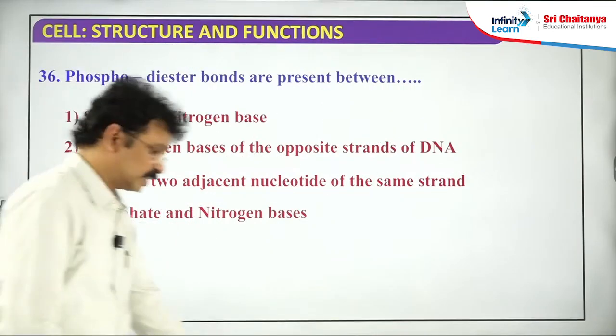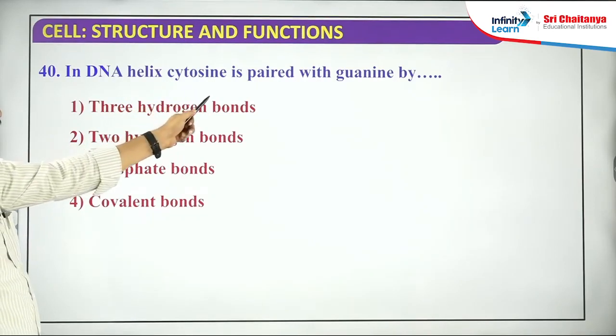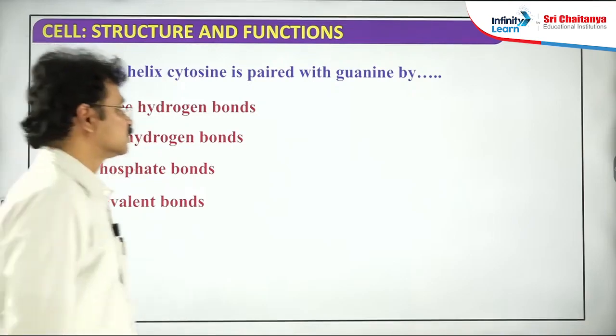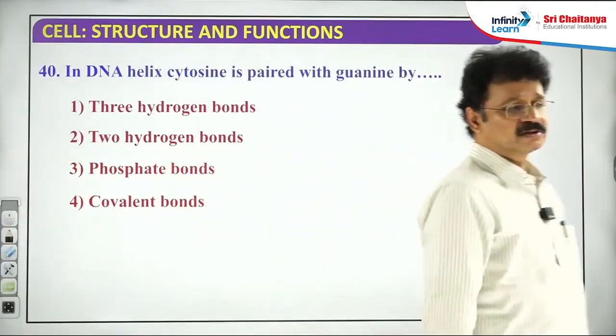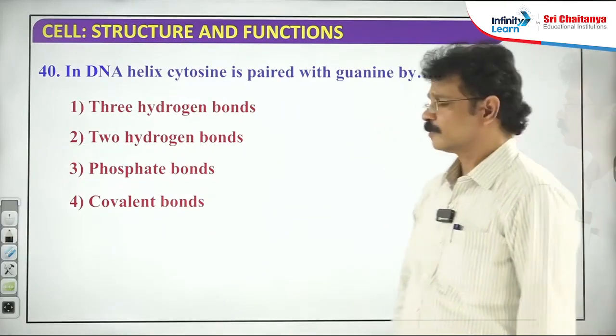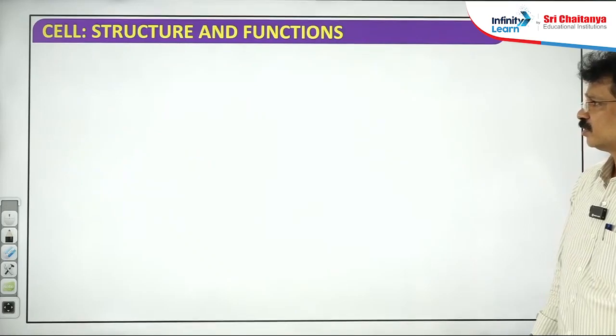Okay, good. Next question. In the DNA helical structure, the cytosine base is paired with guanine. C binds with G by how many bonds? Yes, first option, 3 hydrogen bonds. In the case of AT, 2 hydrogen bonds.